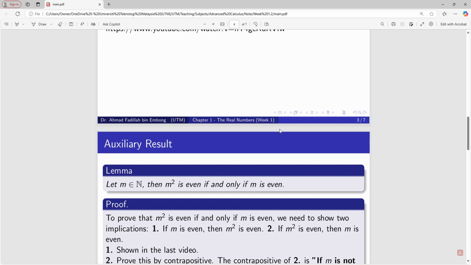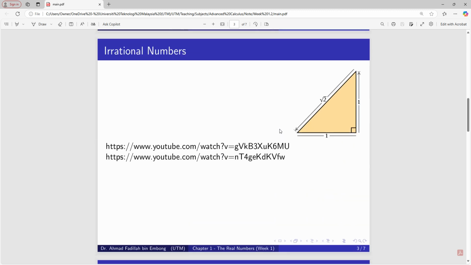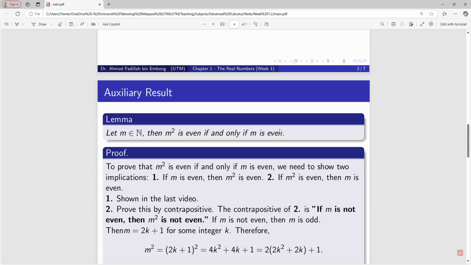Okay, so my aim in this video is to prove that this square root of 2 is not rational at all, meaning that you cannot write it in terms of a fraction. First of all, to get that result, I need an auxiliary result, which is the following lemma. This lemma says: let m be a natural number, then m squared is even if and only if m is even. Now we are going to prove this lemma.